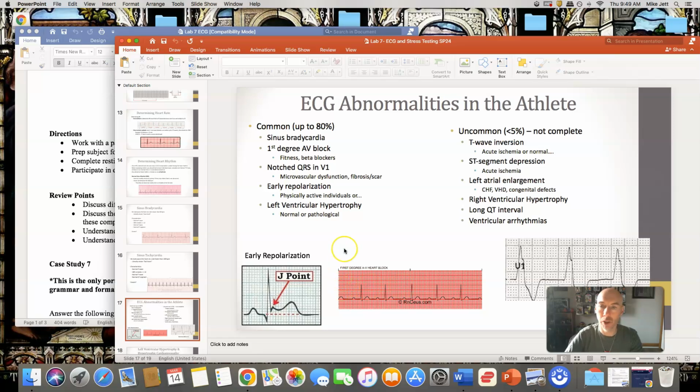So just be familiar with those three. If I describe a situation to you, I give you a heart rate and I tell you the waves look normal, you should be able to tell me if it's normal sinus rhythm, sinus bradycardia, or sinus tachycardia, okay?